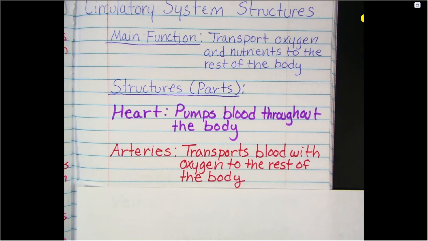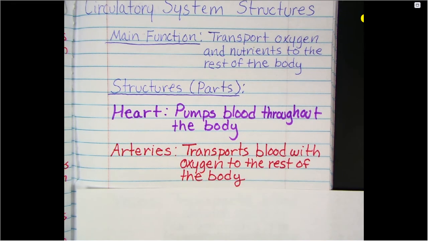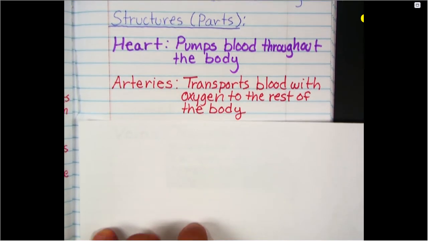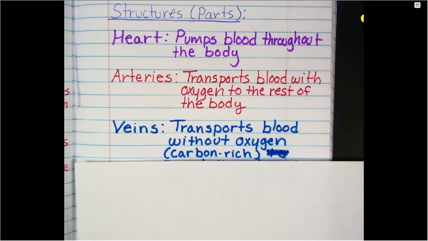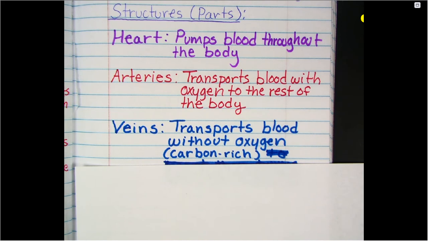Okay. Then the veins are going to do the opposite of what the arteries do. Okay, they are still going to transport, but this time they're going to transport the blood that does not contain oxygen. So this time it has the carbon dioxide, which is the waste inside of it, and that's going to be transported so that way it can exit the body.